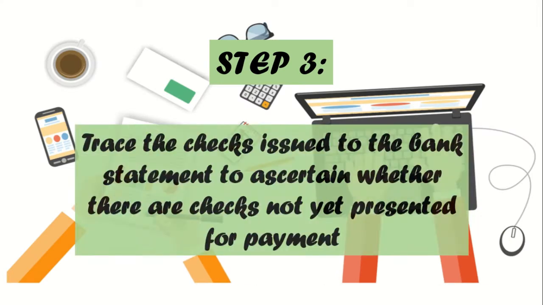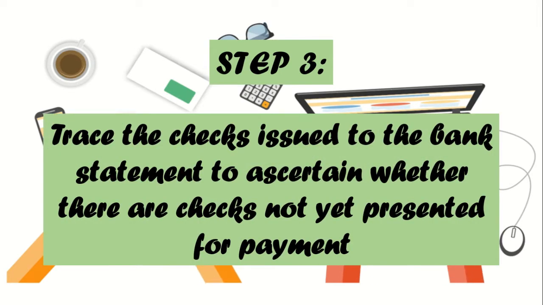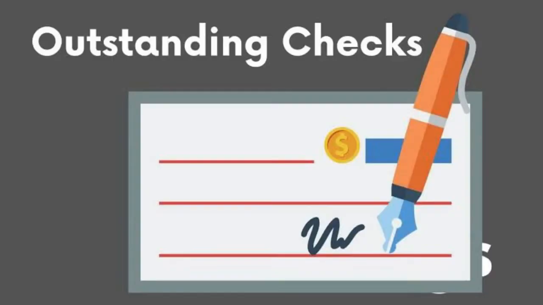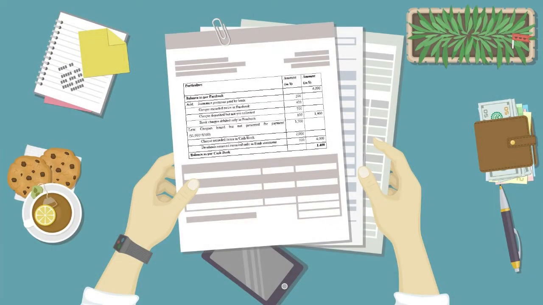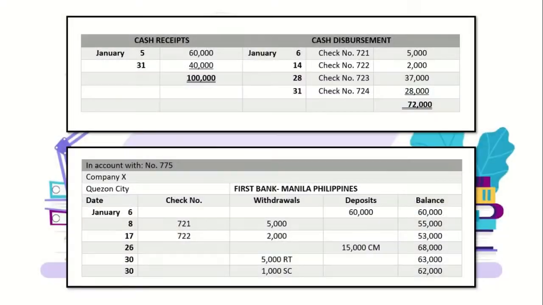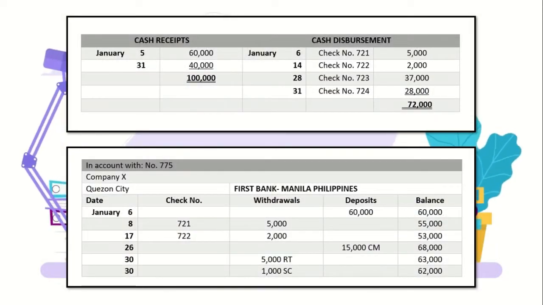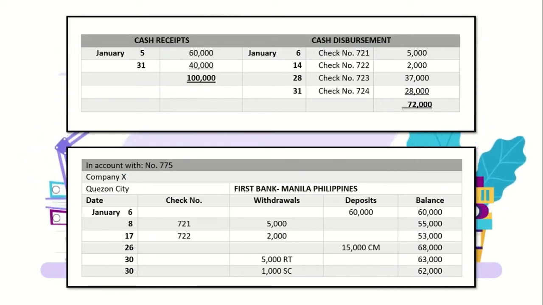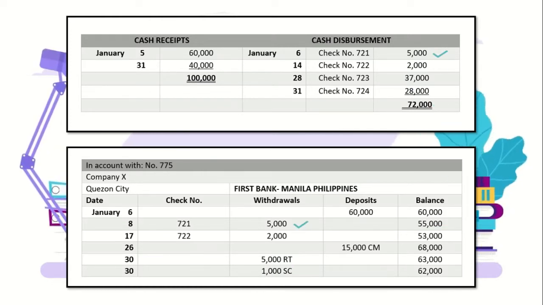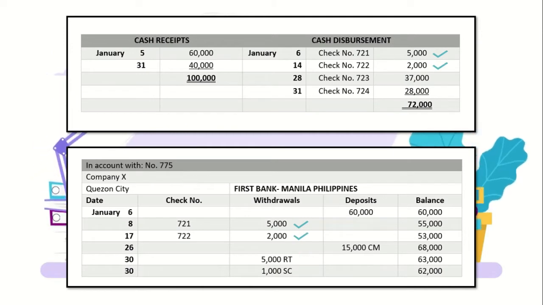Step 3. Trace the checks issued to the bank statement to ascertain whether there are checks not yet presented for payment. As stated, we are to ascertain whether there are checks not yet presented for payment. Looking back on the bank reconciling items that we've discussed, these items are called outstanding checks. Again, we will compare the bank statement and the ledger, but this time we will use the bank statement records of withdrawals, and the cash disbursements of Company X. Upon comparing, we can see that cash disbursements for check number 721 and check number 722 are all reflected on the bank statement, but check number 723 and 724 are not reflected in the bank statement.